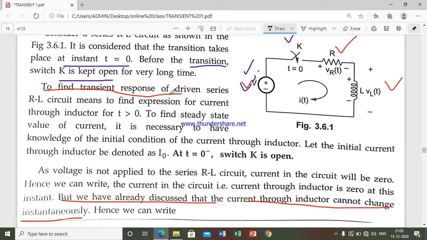To find the transient response of a driven series circuit means to find the expression for the current through the inductor for t greater than 0. Whenever you close the switch, only then are you calculating the current through this circuit. The switch is turned on at time instant t equal to 0, so you are finding the response for t greater than 0.